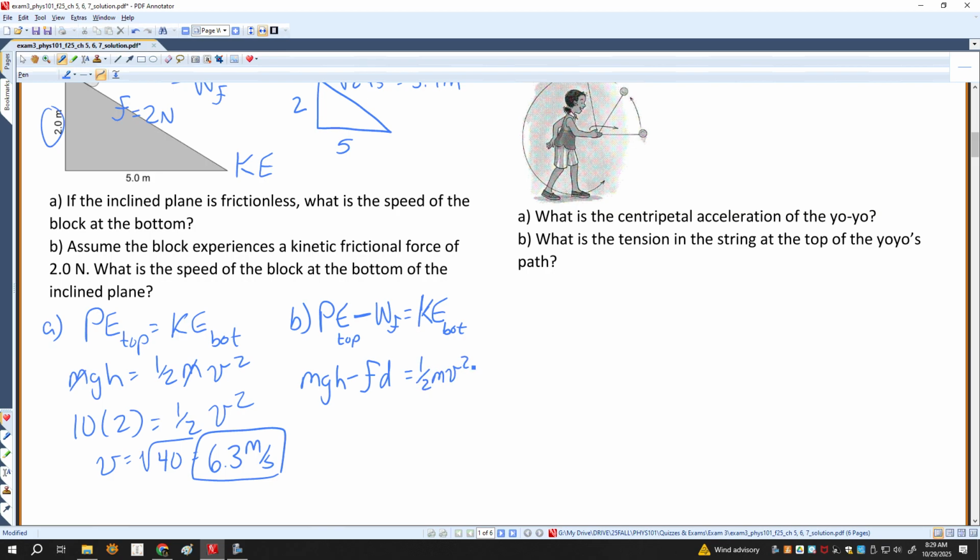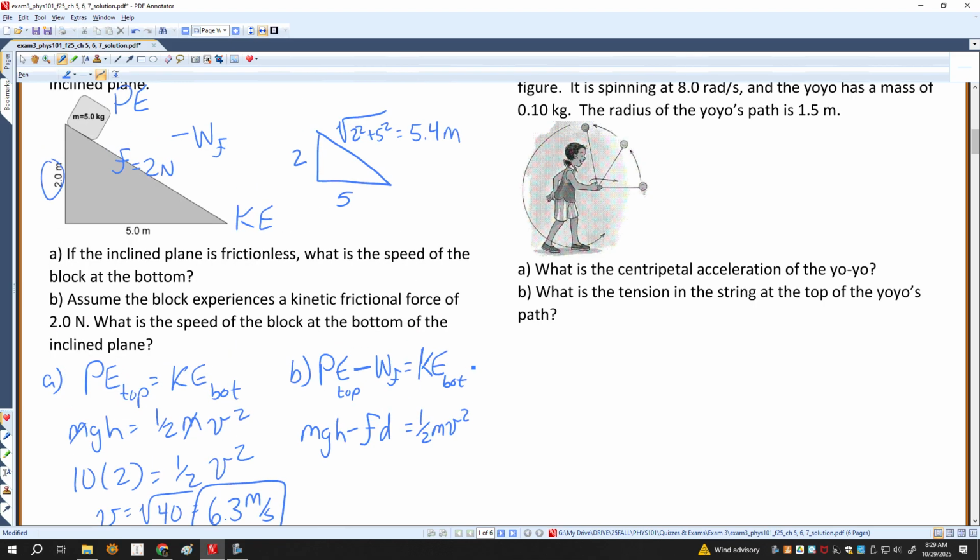I can't get rid of the masses here because there's not a mass in every term. Some of you did that. So that's 5 times 10 times 2 minus the frictional force, which is 2 newtons, times the distance, which is 5.4, and that's equal to 1/2 of 5 kilograms, that's the mass, times v squared.